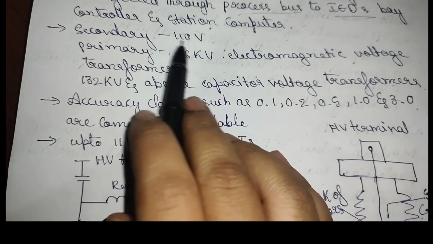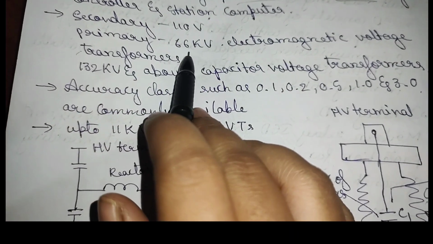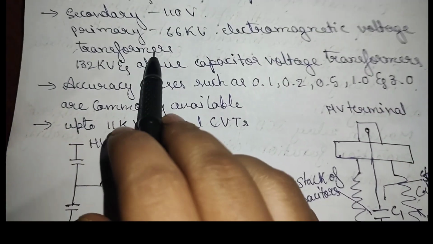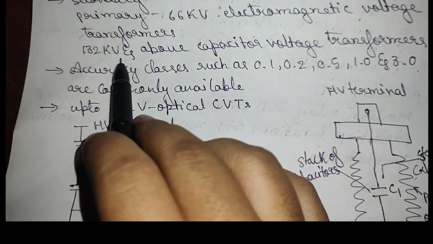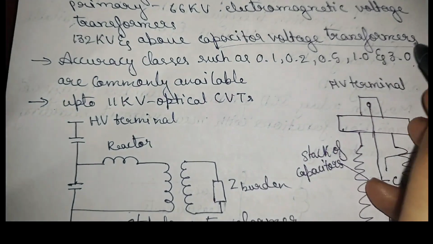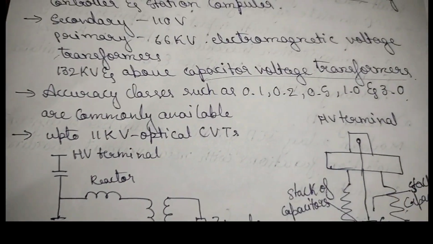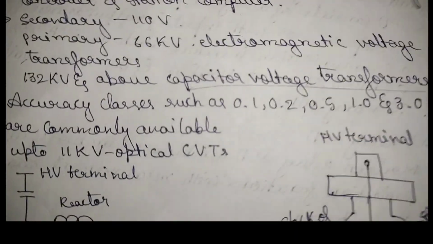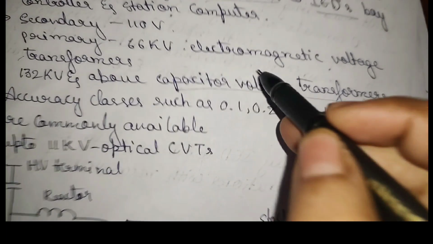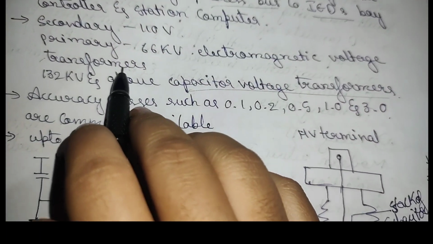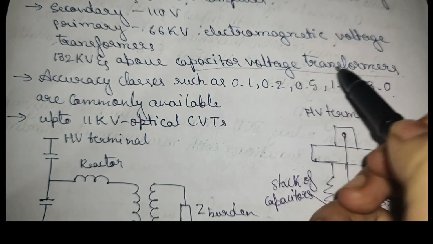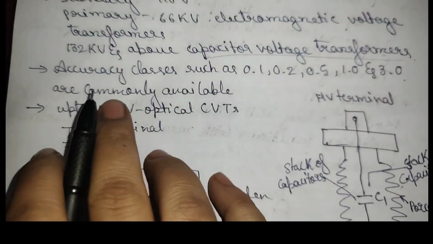Secondary side is 110 volts. For a primary side of 66 kV, we use an electromagnetic voltage transformer; for 132 kV and above, we use the capacitor voltage transformer. So if the primary voltage is 66 kV, we use an electromagnetic voltage transformer. If it is 132 kV and above, we use a capacitor voltage transformer.